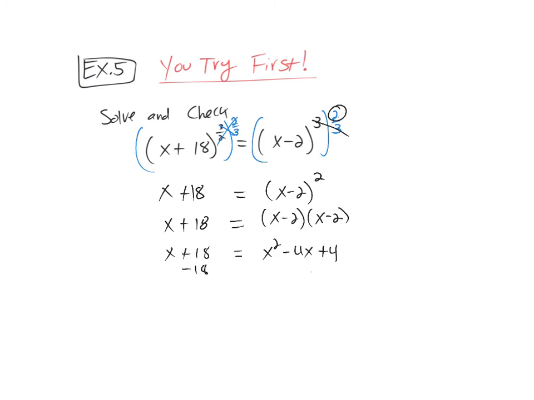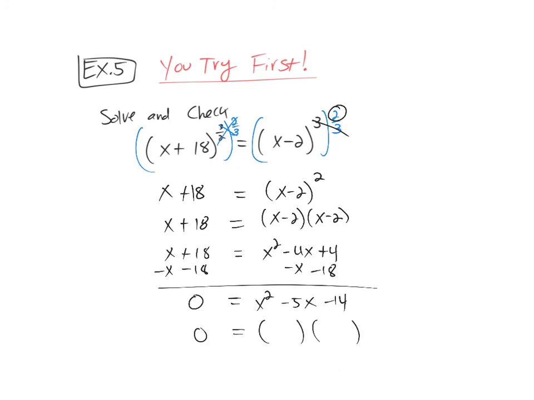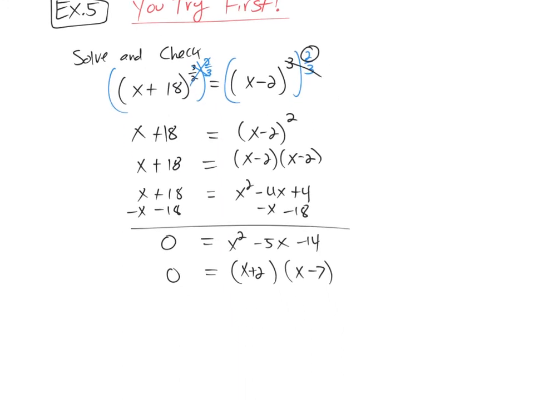We'll subtract 18, subtract 18, subtract an x, subtract an x. So 0 equals x squared minus 5x minus 14. Go ahead and factor, and we'll get x plus 2 and x minus 7. And so x equals -2 is one potential solution, and x equals 7, another potential solution.